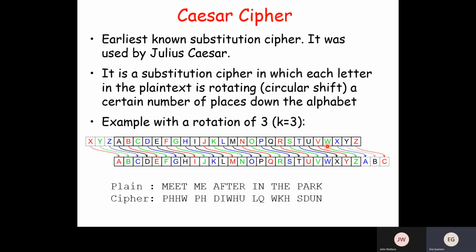For example, let's take the two lovers that we have, Alice and Bob. Let's say that Alice wants to send a message to Bob, and this message says, meet me after in the park. And she is going to use this algorithm of Julius Caesar, with a shift of 3. So she will send this message, and this will be the cipher text.